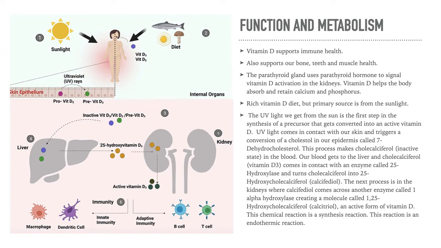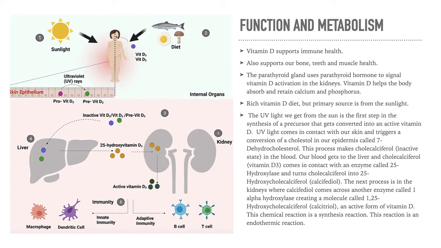A rich vitamin D diet can be a way of getting vitamin D, but the primary source is from the sunlight. How does this process work? The UV light we get from the sun is the first step in the synthesis of a precursor that gets converted into an active vitamin D. UV light comes in contact with our skin, and that triggers a conversion of cholesterol in our epidermis called 7-dehydrocholesterol. This process makes cholecalciferol, which is an inactive state of vitamin D in the blood.